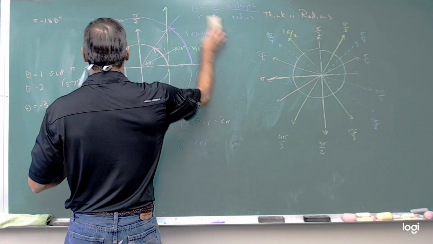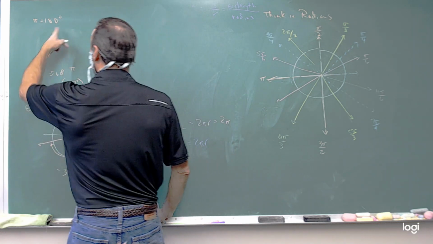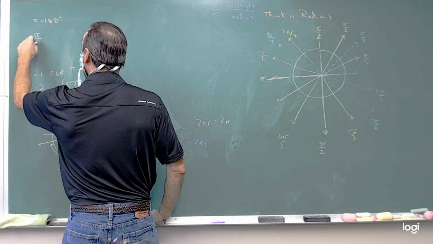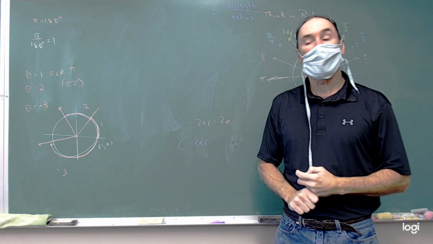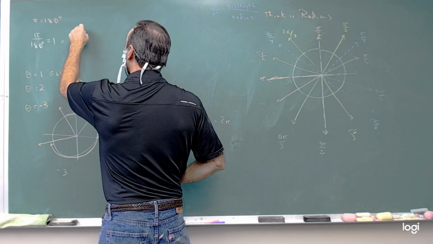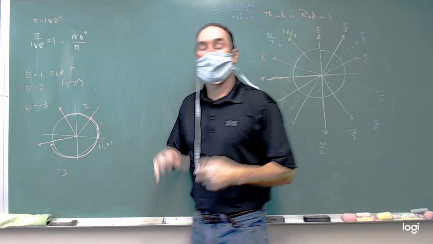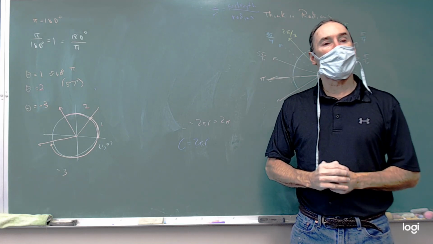Okay. Now our conversion is this. If you are a science person, you know about unit factors. So if you divide by 180, then pi divided by 180 degrees is equal to 1. If you divide by pi the other way, then it's 180 degrees over pi. And this is how we're going to convert from degrees to radians and radians to degrees.